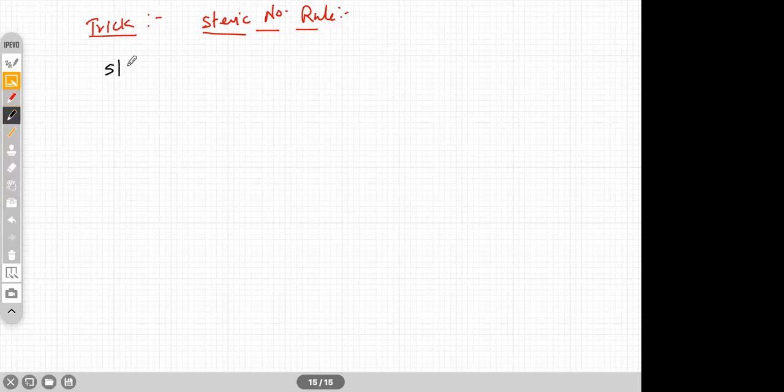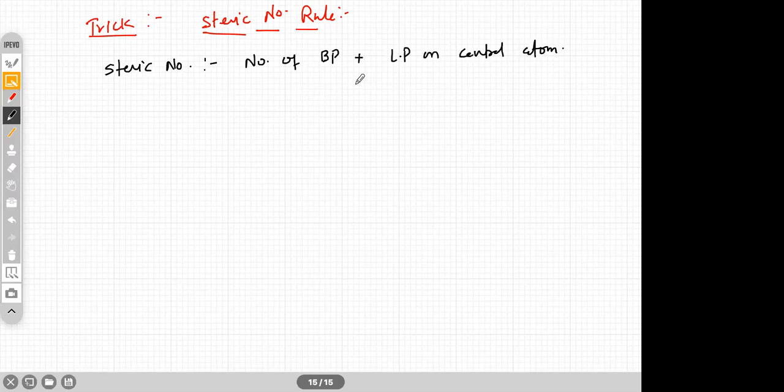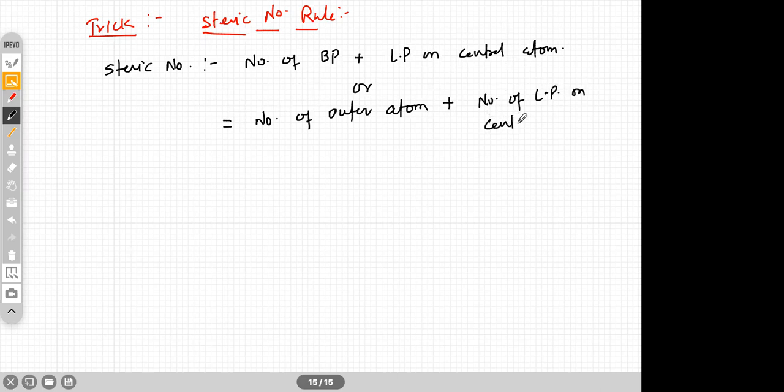Steric number is the number of bond pairs plus lone pairs on the central atom, because we always count hybridization for the central atom. Or we can also write this as the number of outer atoms, which is nothing but the number of bond pairs, plus the number of lone pairs on the central atom. This is the steric number. Now, based on the steric number, we can write down the hybridization.